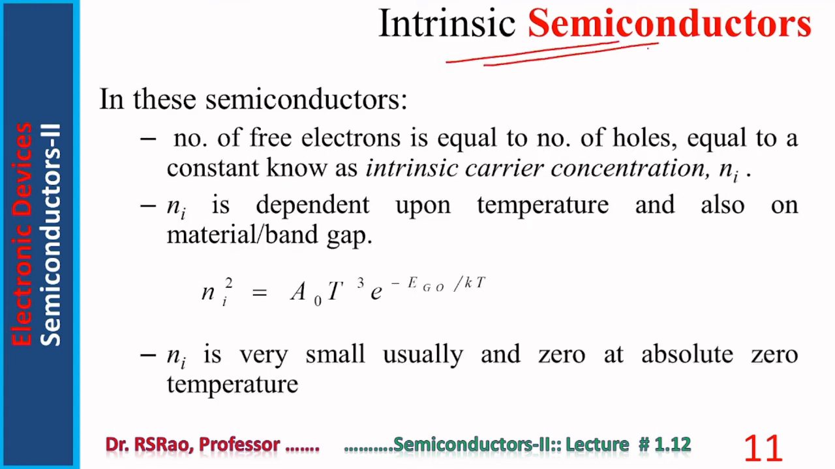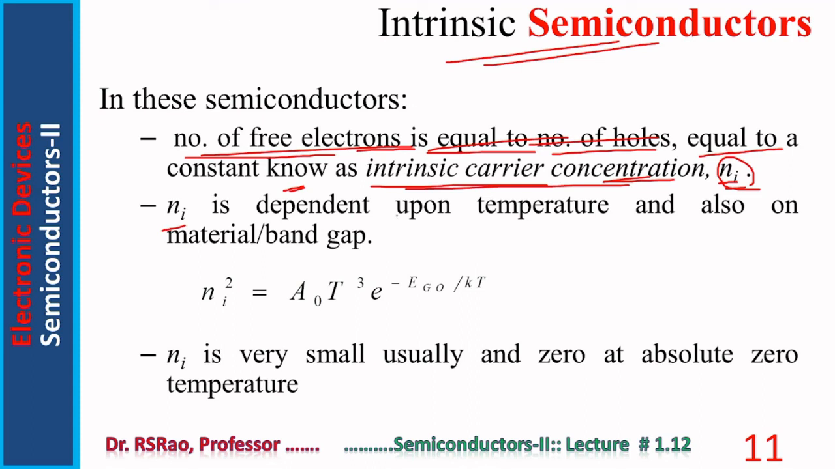In intrinsic semiconductors, in pure semiconductors, the number of free electrons is equal to the number of holes, always. And this number is equal to a constant. This constant is called intrinsic carrier concentration, n_i. n_i is dependent upon temperature and also on material band gap. An expression is there for n_i. n_i squared is equal to A_0 T^3 e^(-E_G0/kT). T stands for temperature. Here also T stands for temperature.